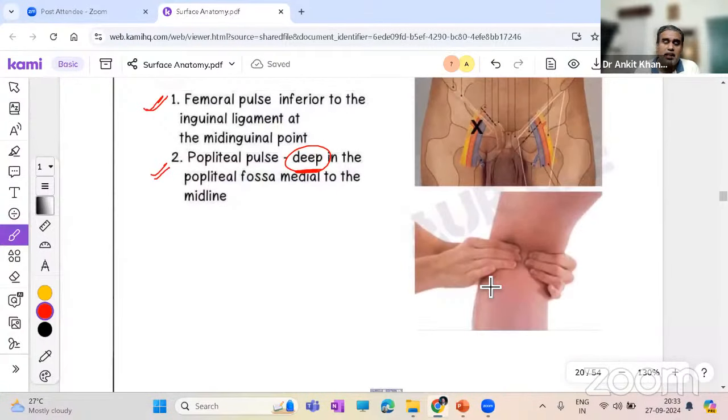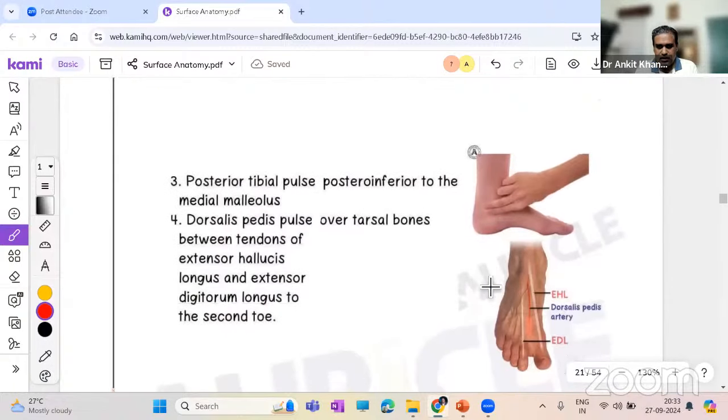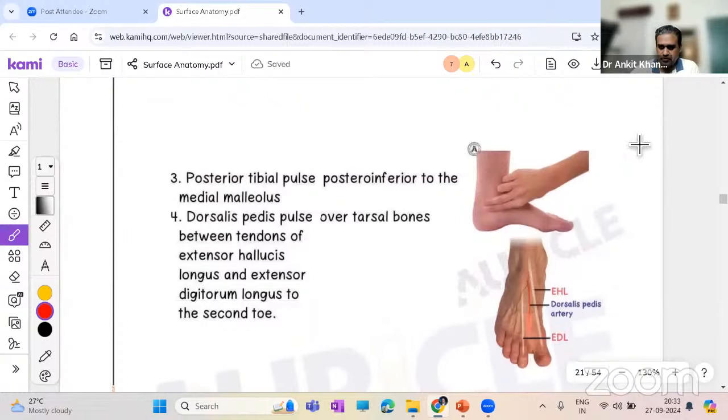Nowadays, let me tell you, images like this come in your PG exams. Simply images like this, and they'll give you options: which of the following vessels is being palpated in this particular examination, and the image is over there. Recently, look at the previous year questions, posterior tibial artery has been asked. So this is the popliteal artery, and as you go below, the posterior tibial; this sort of image was there in one of the exams. Posterior and inferior to the medial malleolus, and then you have the dorsalis pedis pulse over the tarsal bones between these tendons. So it is palpated over here between two tendons.